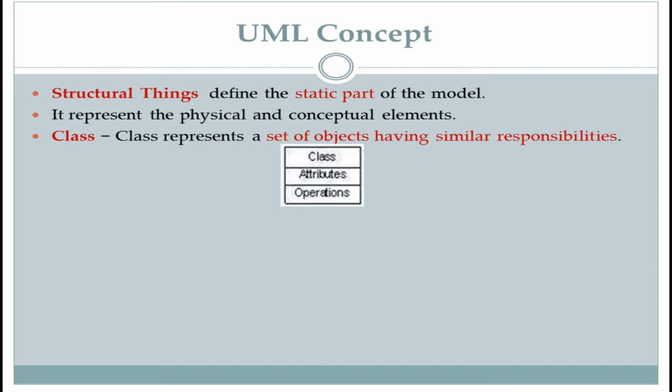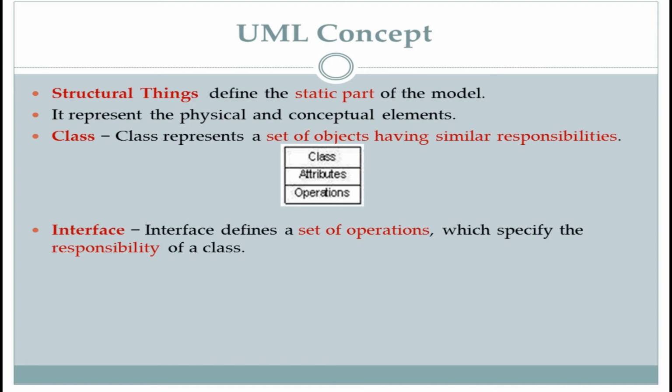Symbolically, the notation used for the class is a rectangle having three parts. You can see on your screen a rectangle with three compartments. The first part, at the top, is the class name. The middle part of the rectangle is the attribute or the list of attributes, and the bottom part contains the operations of the class. These three compartments are the essential parts of that rectangle, and that rectangle symbol is referred to as class in UML.